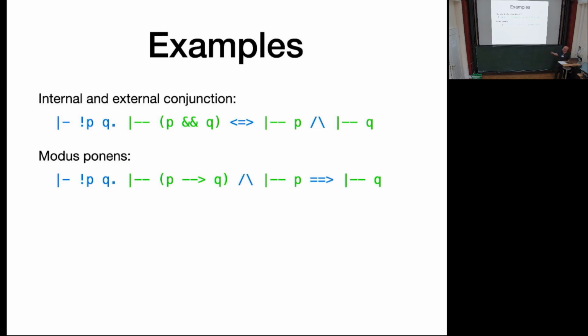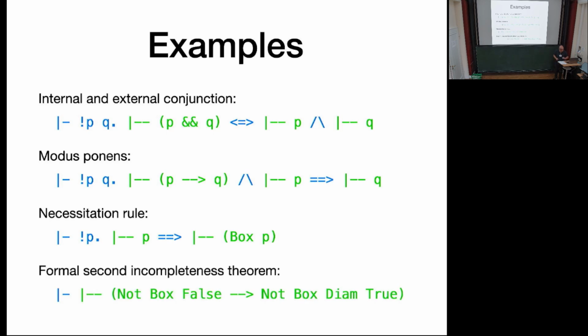So for instance, this is modus ponens. Modus ponens is a theorem of the higher order logic that says that for all P and Q, if you can prove in GL P implies Q, and you can prove in GL P, then you can prove Q. Another example is the necessitation rule, which is one of the rules of the normal modal logics: for all P, if you can prove P, you can prove box P. And this is another, in our notation, the second incompleteness theorem.